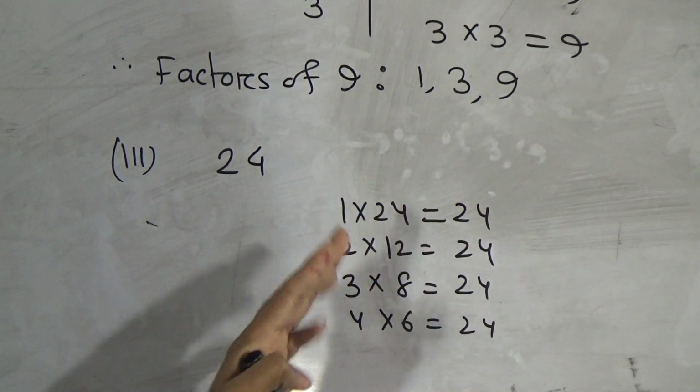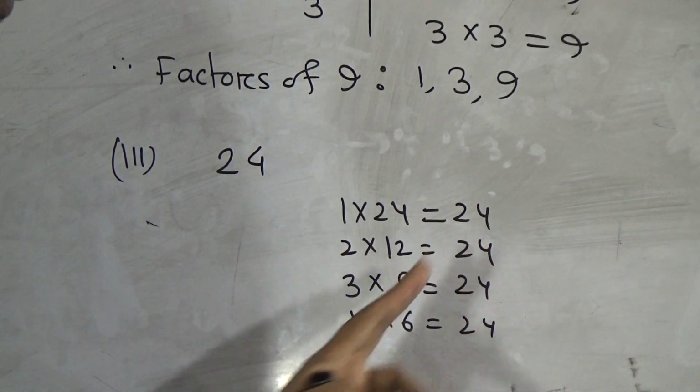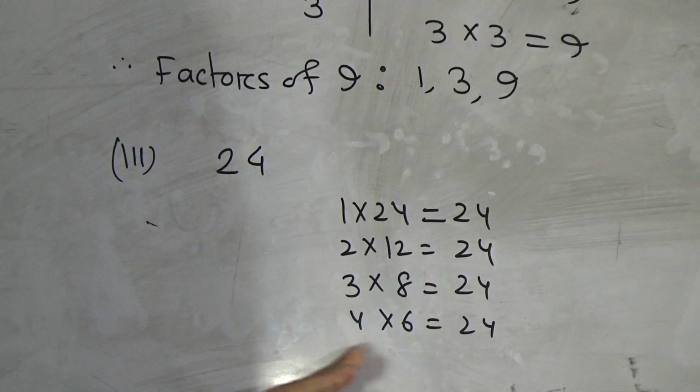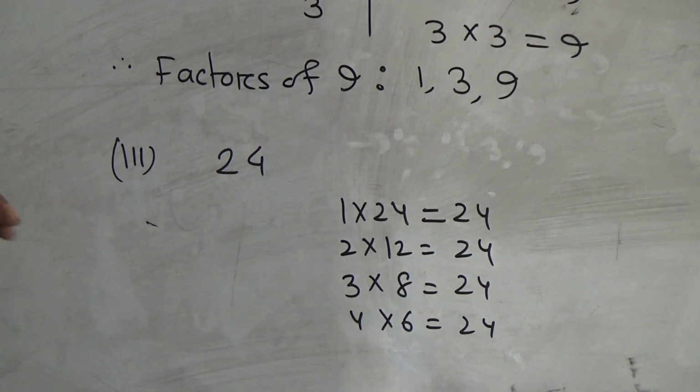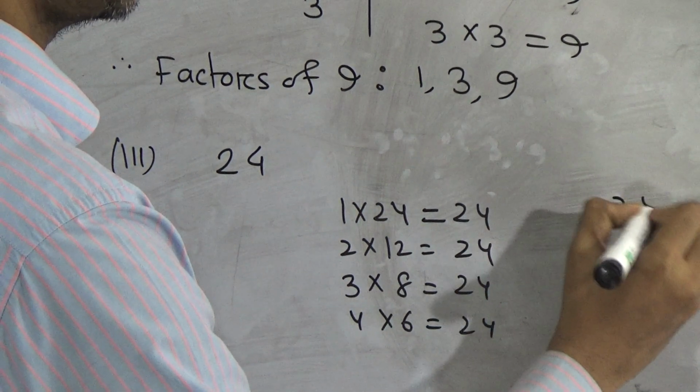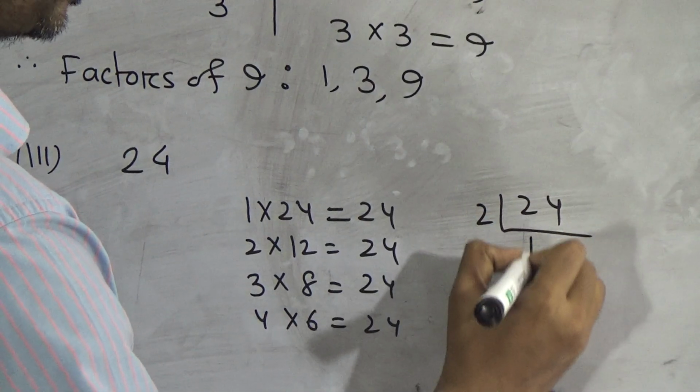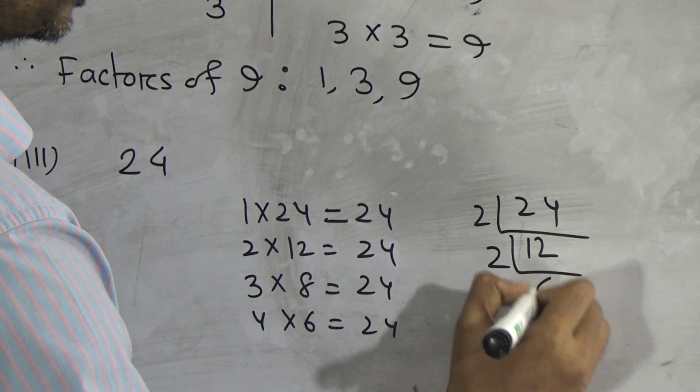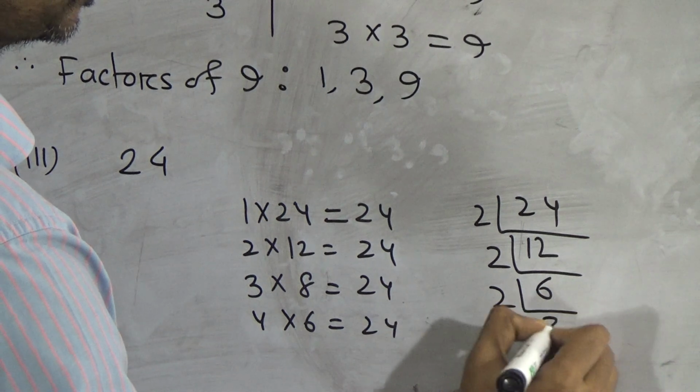24 into 1, 24. 12 into 2, 24. 3 into 8, 24. 4 into 6, 24. Or another way, you can also divide like this way. As you wish. 2, then 12, then 6, then 3. Okay.